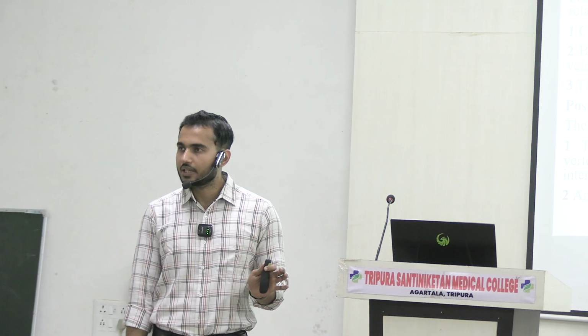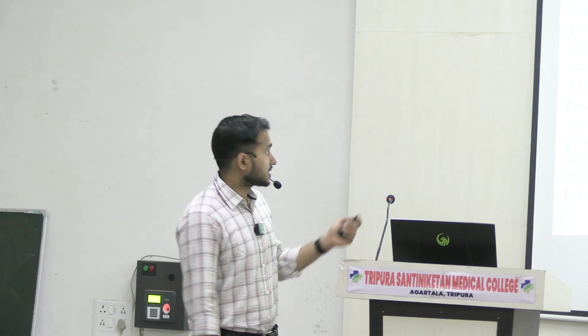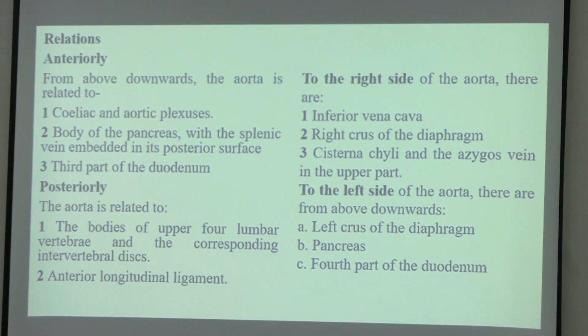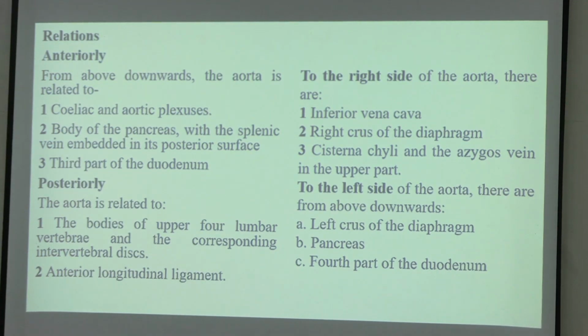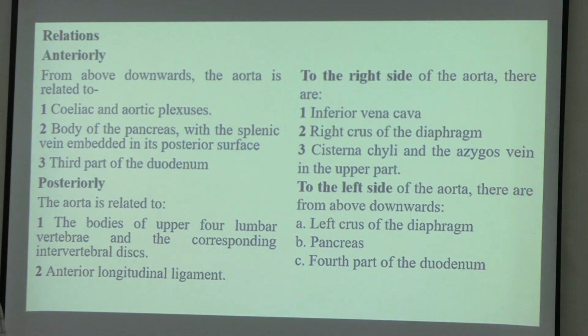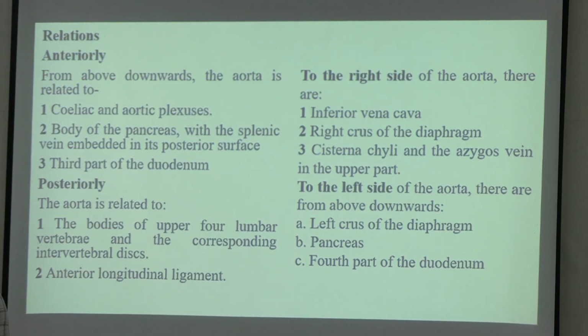So here it is not that difficult, it is very simple. First you can see the anterior relation, okay, then you can see the posterior relation, then on the right side and then on the left side. This is the easiest way to study the relation. Okay. So what do you think, what will present anteriorly?